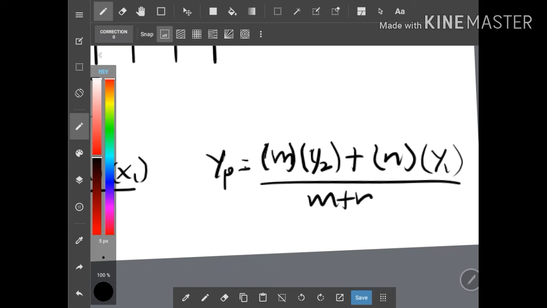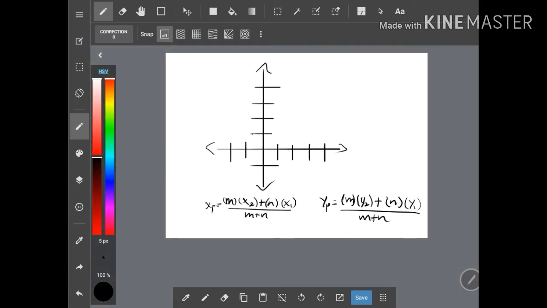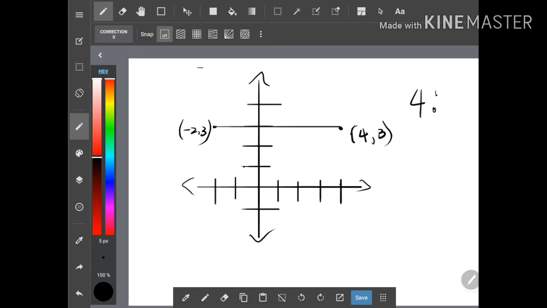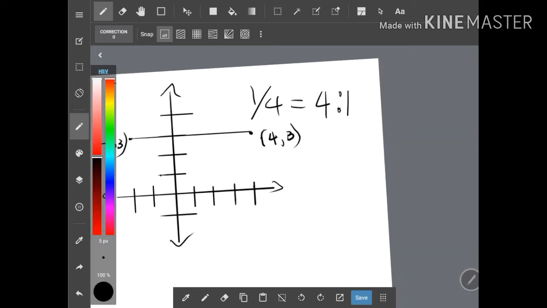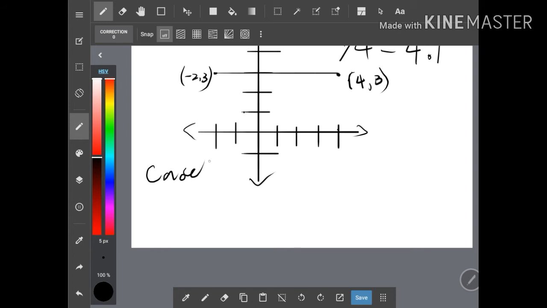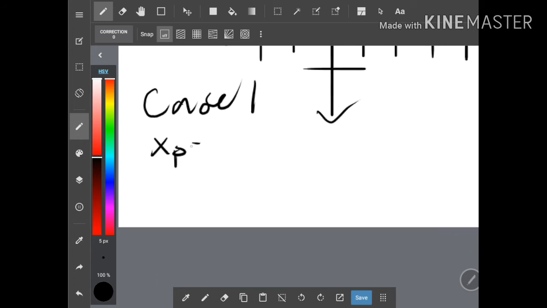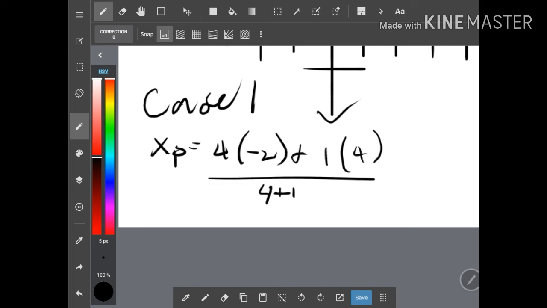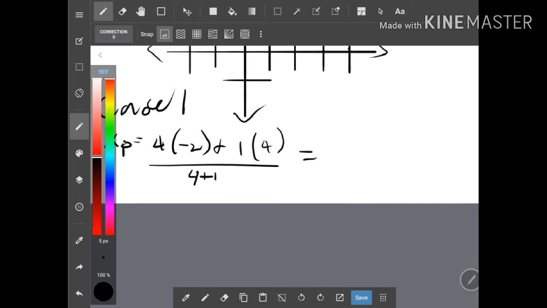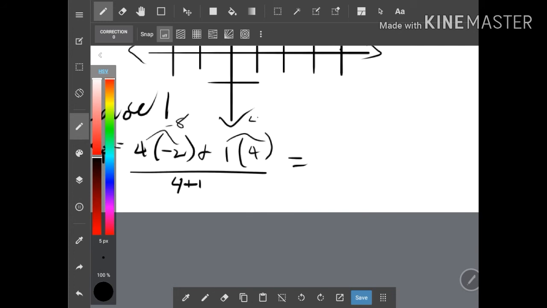Substitute the values, you will get x of P is equal to 4 times 5 plus 1 times -4 over 4 plus 1. 4 times 5 is 20, plus 1 times -4 is -4. Add them, we will get 16 over 4 plus 1, which is 5. Divide 16 by 5 to get 3 1/5. x of P is 3 1/5.